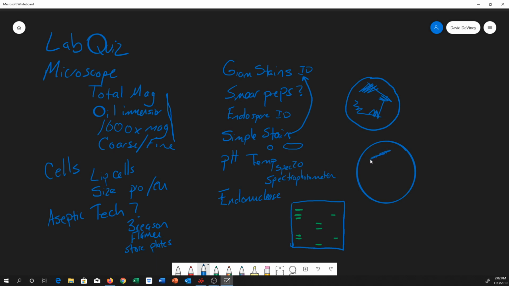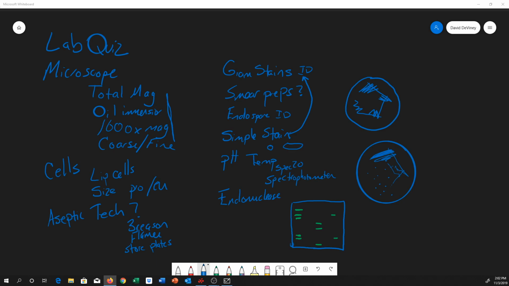So maybe the first quadrant looks like this, right? And the second quadrant might look like this. And then by the time you get to the third quadrant, you actually start to get individual colonies, right? And so that's all you're looking for. If you see individual colonies like that, then that means you were successful.